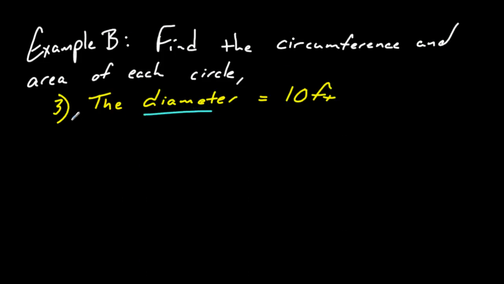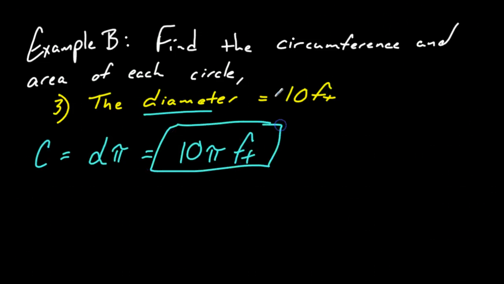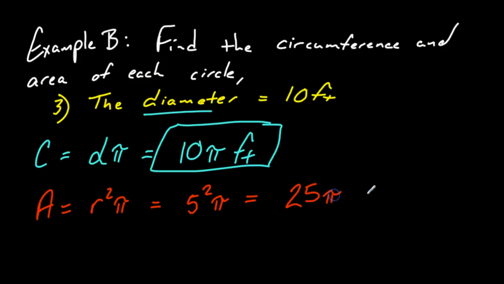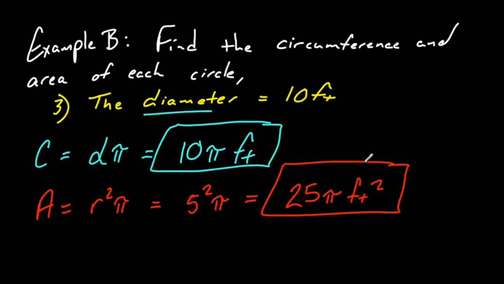All right, find circumference and area if the diameter is 10 feet. So circumference is going to be diameter times pi, which is 10 times pi, and that's 10 pi feet. So circumference is 10 pi feet. And the area is r squared pi. Remember, radius is half your diameter, so it's going to be 5 squared pi. 5 squared is 25, so it'll be 25 pi feet squared. Area is 25 pi feet squared.